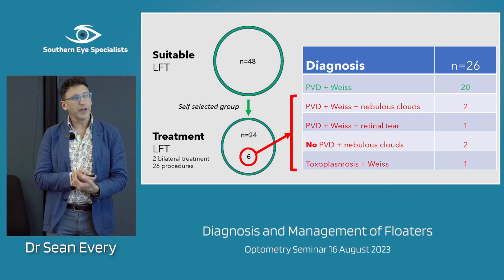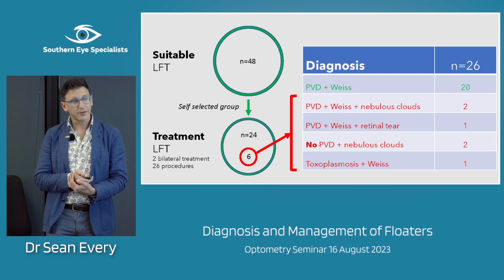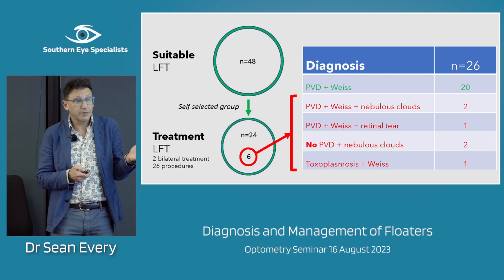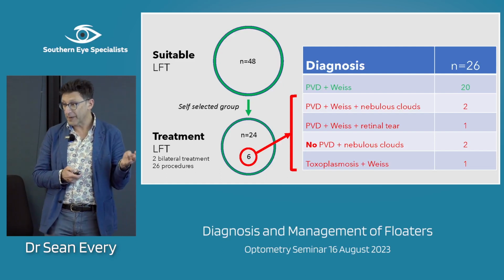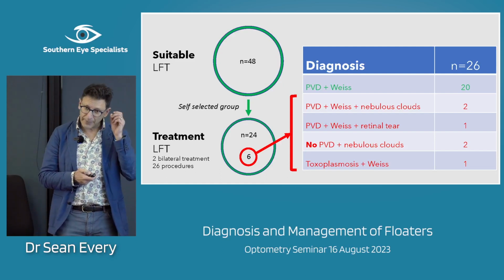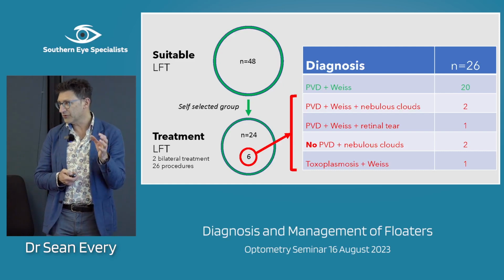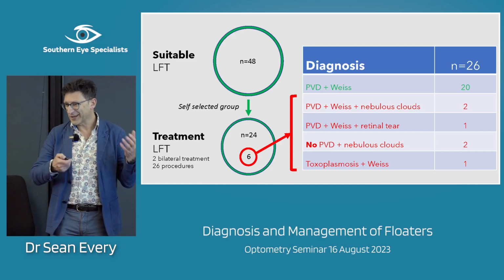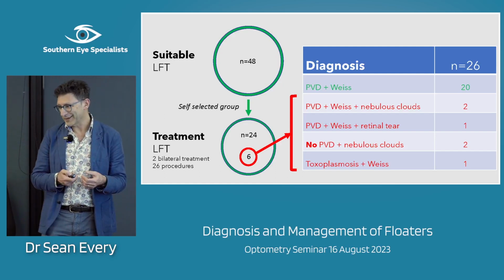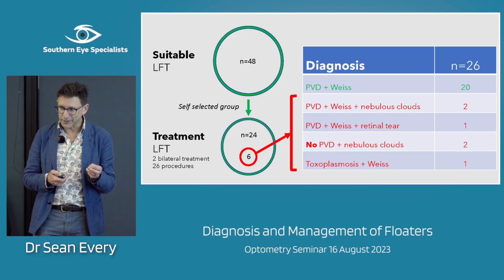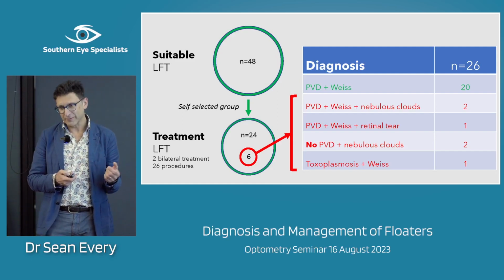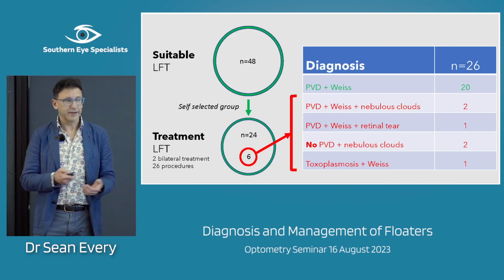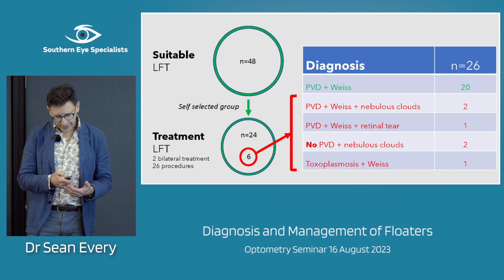So the people who had a PVD and a Weiss ring, that was 20 out of this group of 26, and they were happy with this procedure. I think I made things better. You can't make the floater absolutely go away, but you try and drop it down. The terminology I use is to drop it down below their visual radar. It's still there if they look for it, but hopefully it becomes faint enough that they can carry on with their normal activities and not be bothered by it.